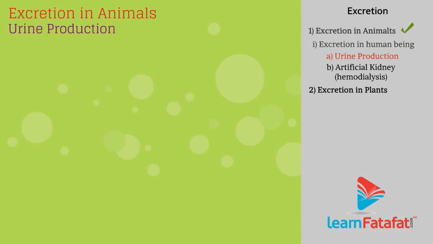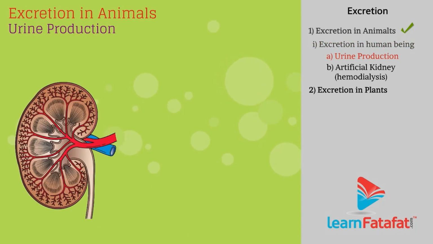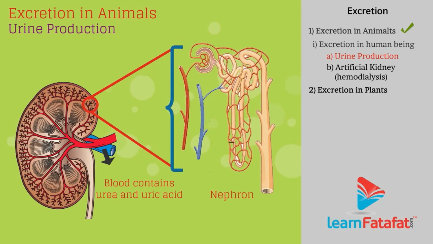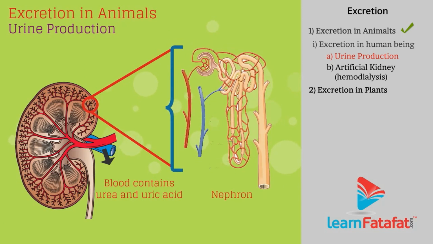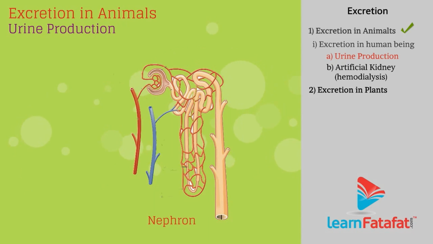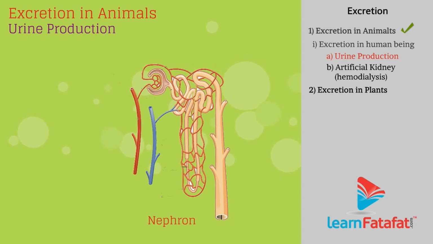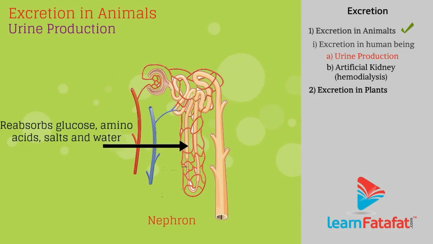Urine production. In kidneys, nitrogenous waste like urea and uric acid present in blood are separated with the help of clusters of very thin-walled blood capillaries called nephrons. Nephrons have a cup-shaped tube that collects filtered urine. The tube in the nephron reabsorbs glucose, amino acids, salts, and water.